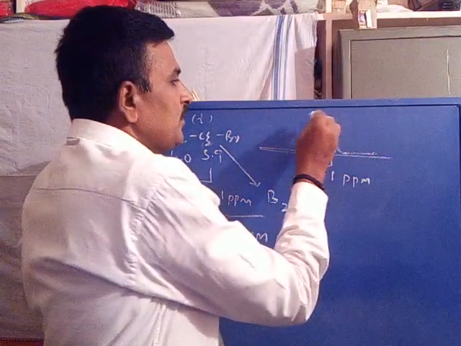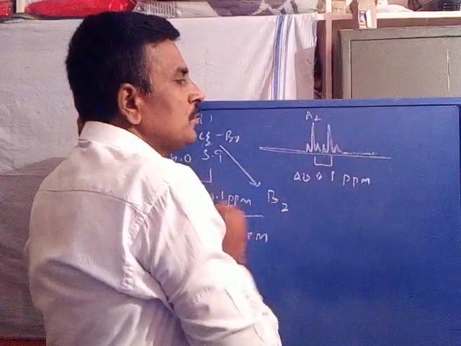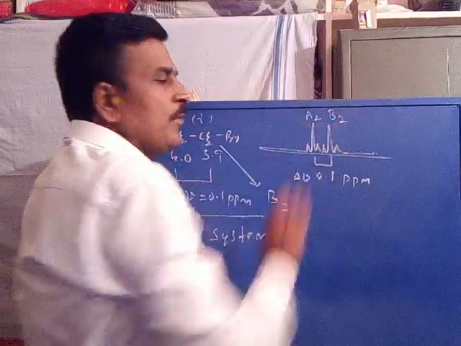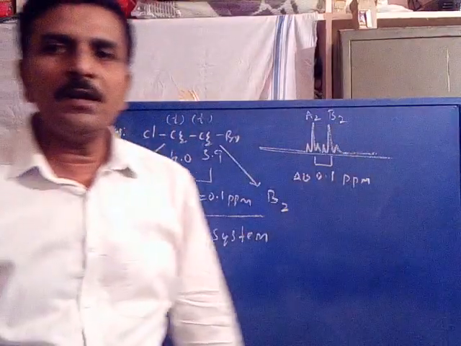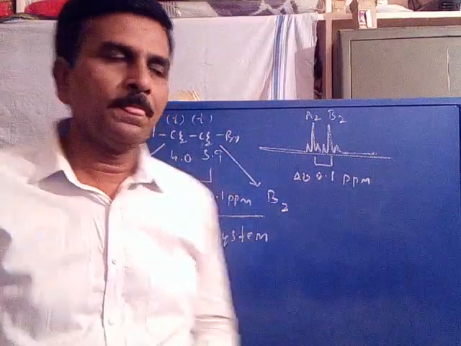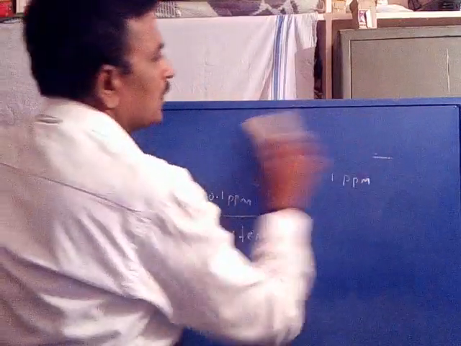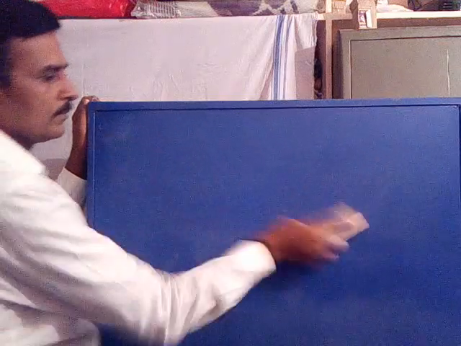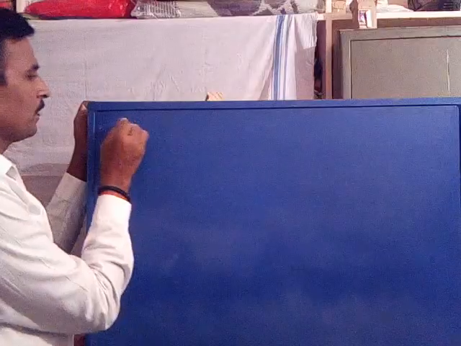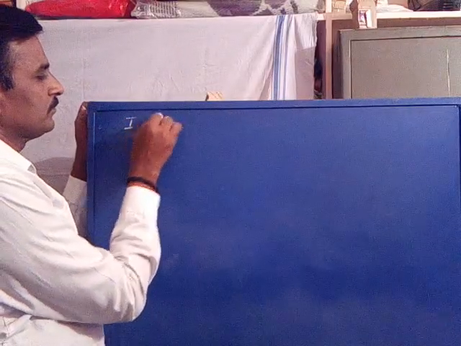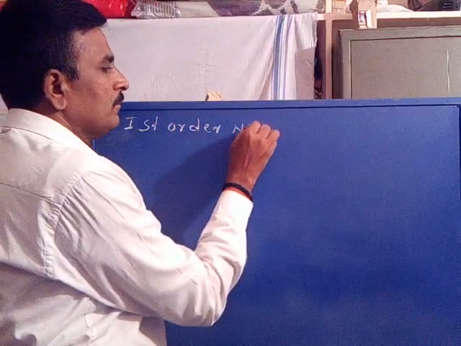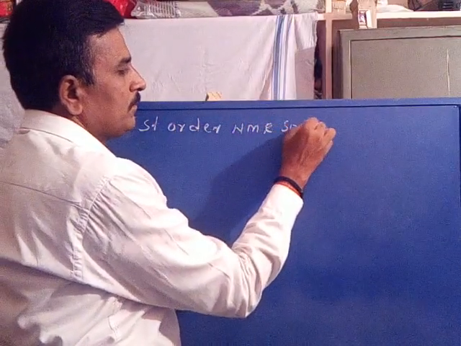Now this is the A proton, the A signal with 2 protons. This is the B proton, the B signal with 2 protons. So this is about nomenclature. Is it clear? Now coming to another topic, first order NMR spectrum.